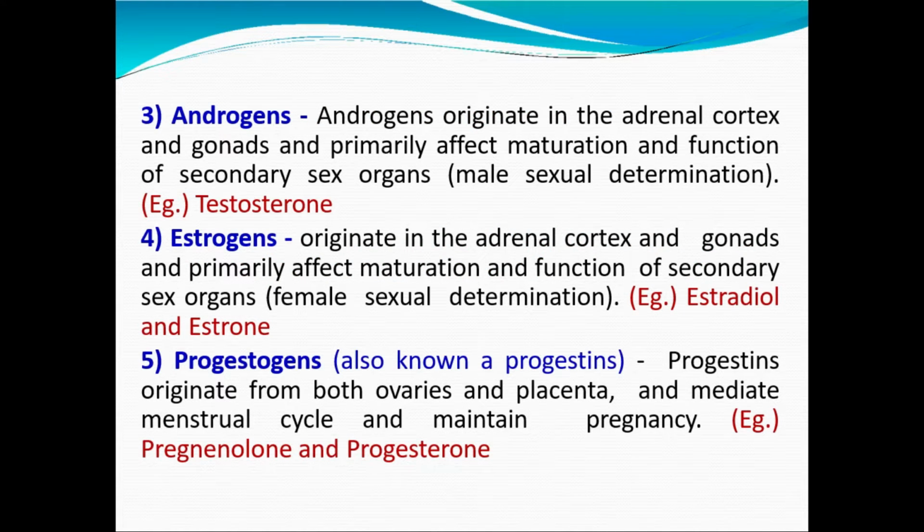Then come the sex hormones, or gonadal hormones. First of all, we will talk about androgens. They are male sex hormones. The principal androgen, testosterone, is produced primarily by the testes and in lesser amounts by the adrenal cortex. So there are two organs which produce testosterone, the testis and the adrenal cortex, and sometimes in women it is also produced by the ovaries.